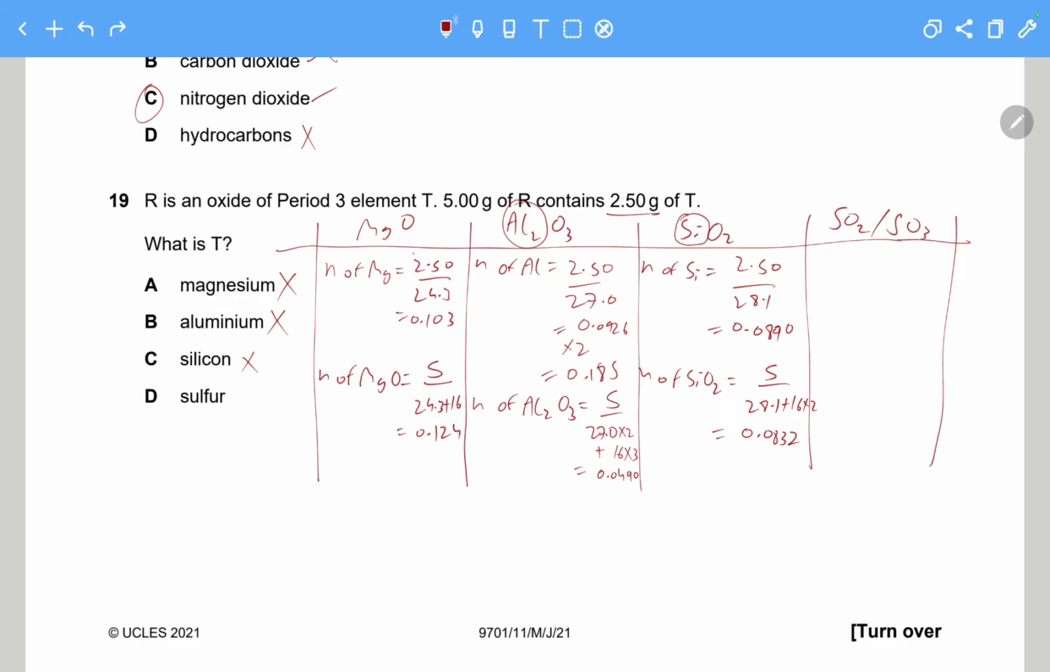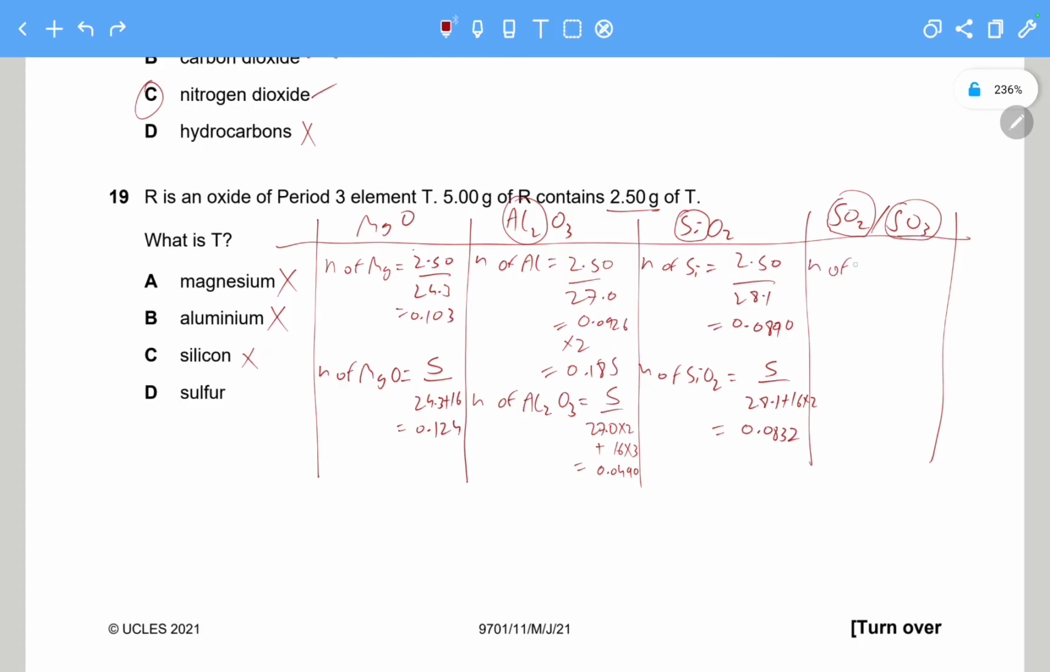So first we'll take the case of sulfur dioxide. Actually, if you think about it, 1 mole of sulfur will be in both 1 mole of sulfur dioxide and 1 mole of sulfur trioxide. So it doesn't really matter which one we use. So I'll start with sulfur dioxide. N of S, which is the number of moles of sulfur, is equal to 2.50 over 32.1, which is 0.0779.